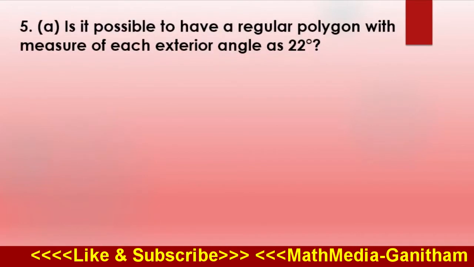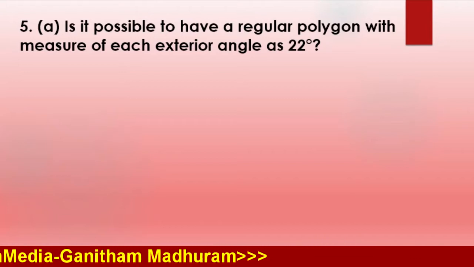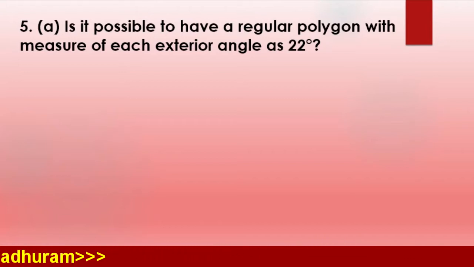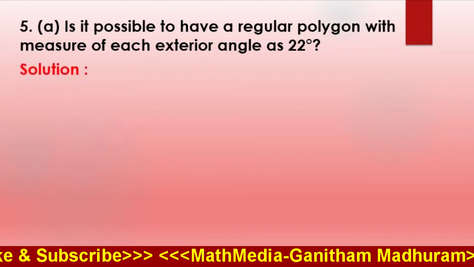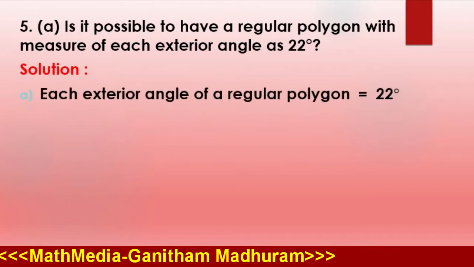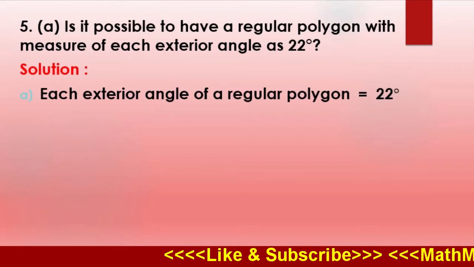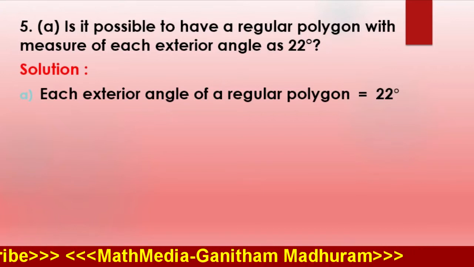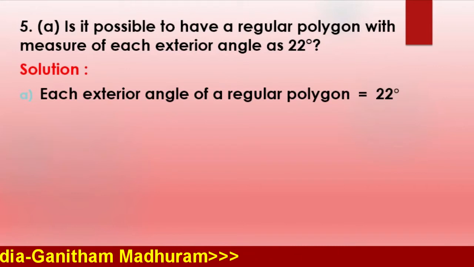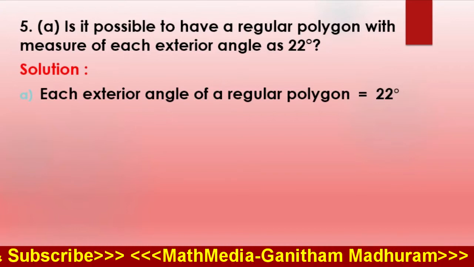Next is question number 5a. Is it possible to have a regular polygon with a measure of each exterior angle as 22 degree? Let's see. A regular polygon means a polygon with all sides and angles equal. Here, each exterior angle is given as 22 degree. For a regular polygon, all interior angles are of the same measure. Similarly, its exterior angles are of the same measure.